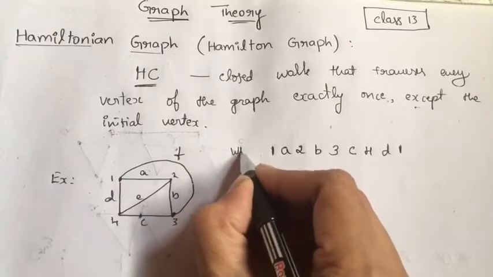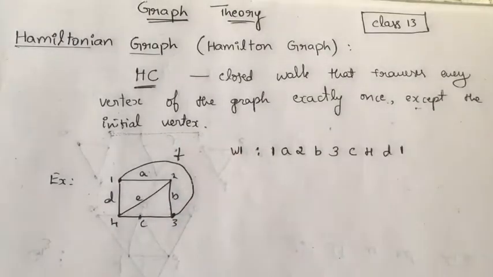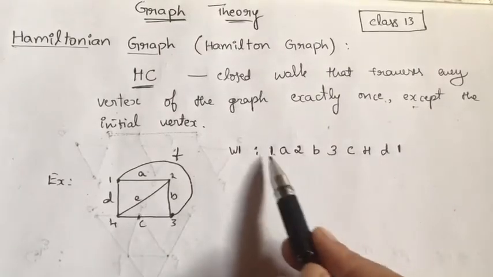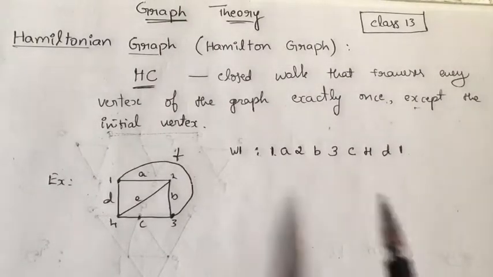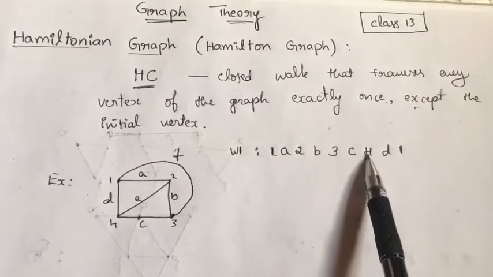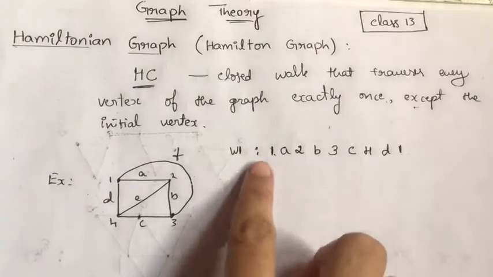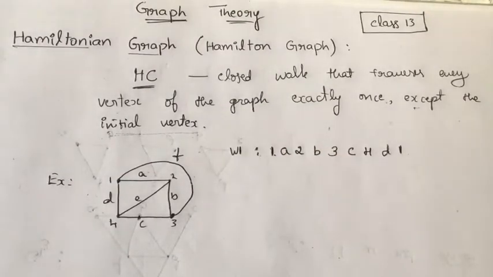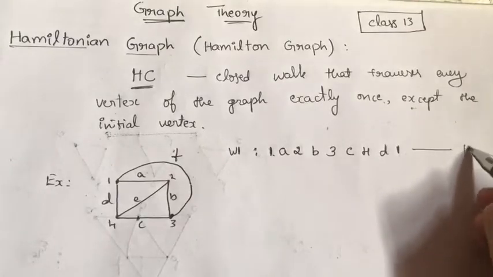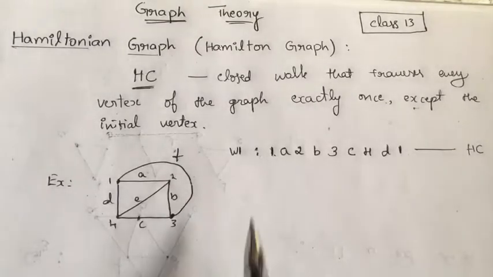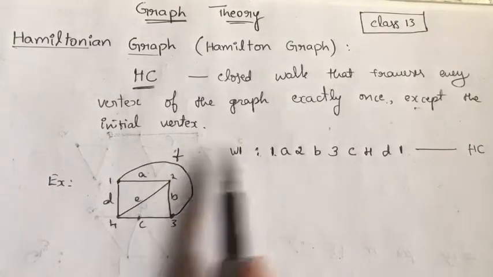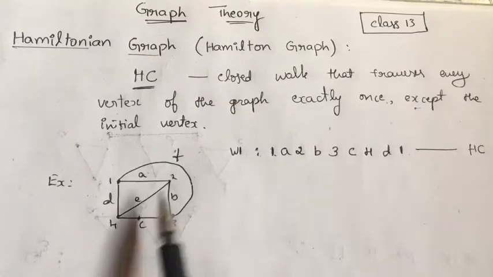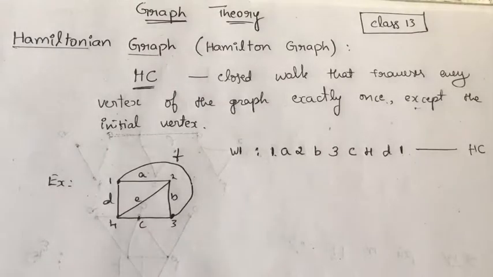So this is my first walk, a closed walk, of course, the starting and initial vertex is the same, and I'm traversing through all the vertices exactly once except the initial vertex. So this is also a Hamiltonian cycle. So I can say this graph has a Hamiltonian cycle, therefore the graph is a Hamiltonian graph.